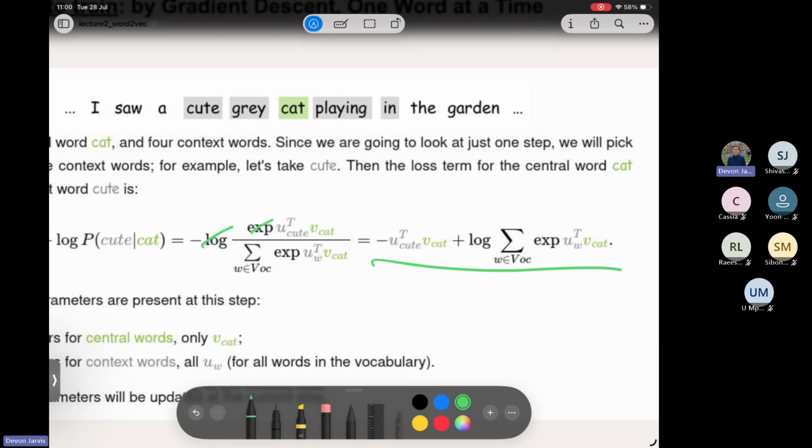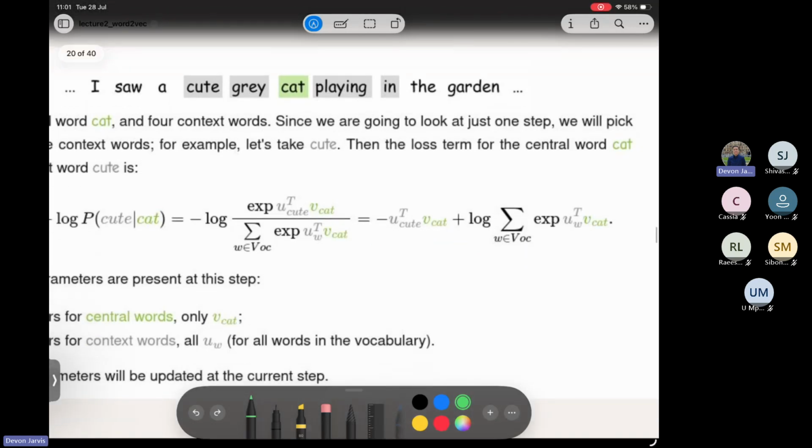okay? So the log splits the fraction, that's why it becomes that. The negative over there is the negative here, and then the negative times negative gives you positive. So a little bit of arithmetic, but really it just splits this into something that's quite stable. And all we're going to now do is say, I want the dot product to be high between the two words, and then I want the log sum exponential of all other vectors to be low.